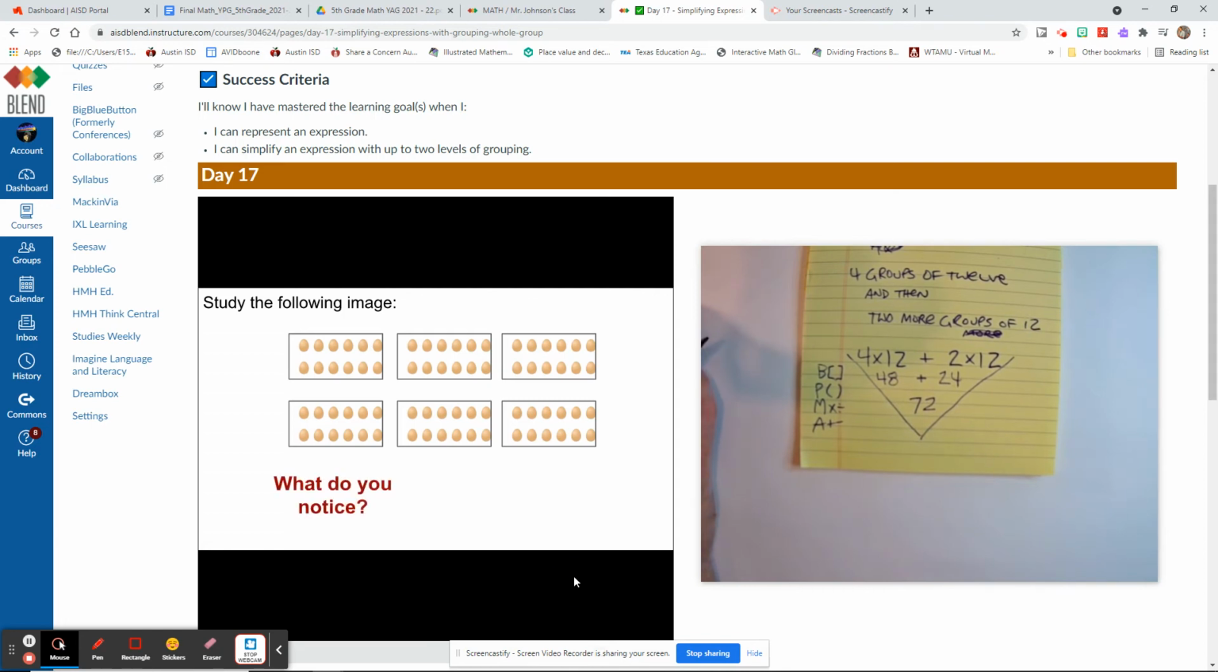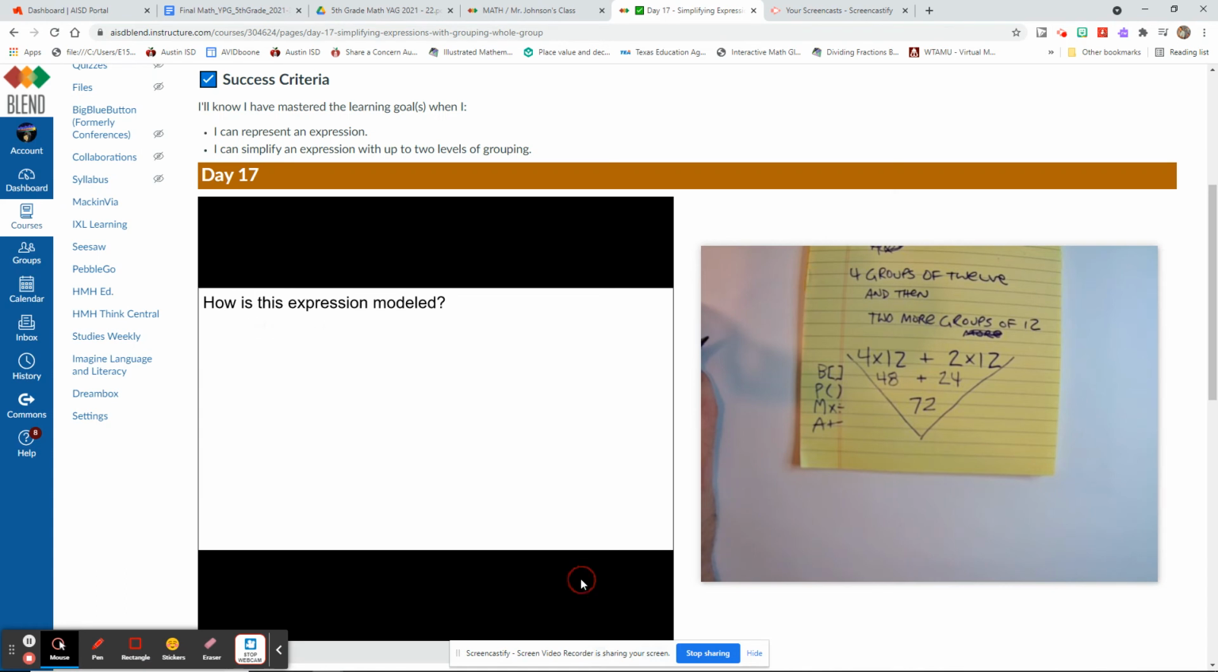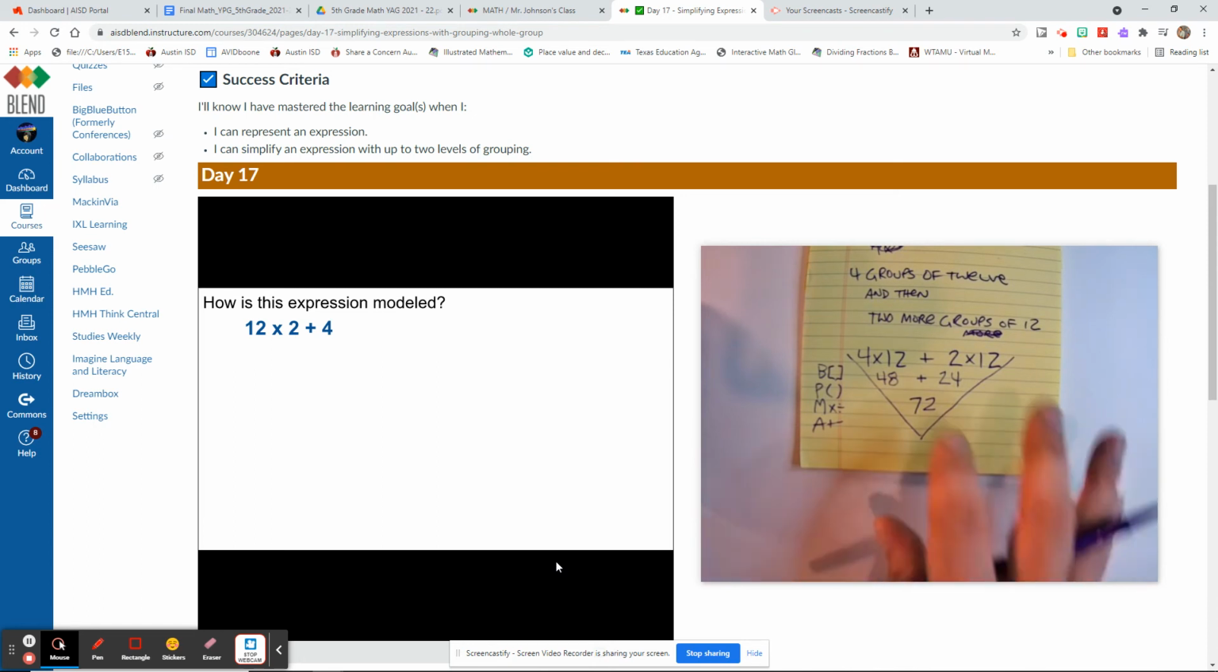Okay, so let's see what they gave us. So what do we notice? What do we wonder? We wonder how they are going to present this to make it more complicated than what we just figured out. Let's find out. How is this expression modeled? Okay, there we go. 12 times 2 plus 4. 12 times 2 plus 4.